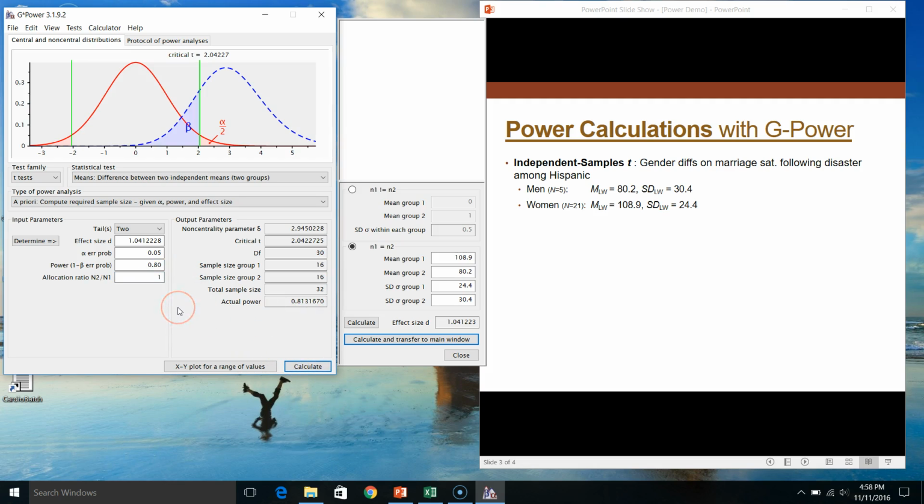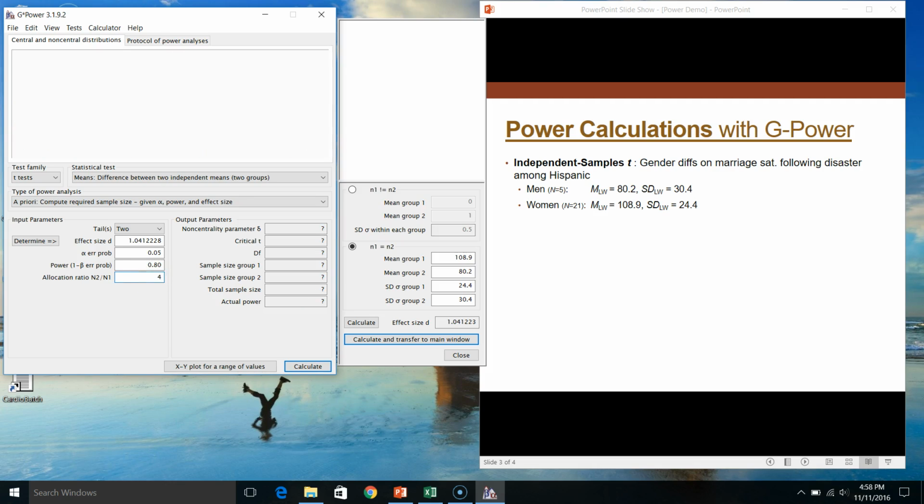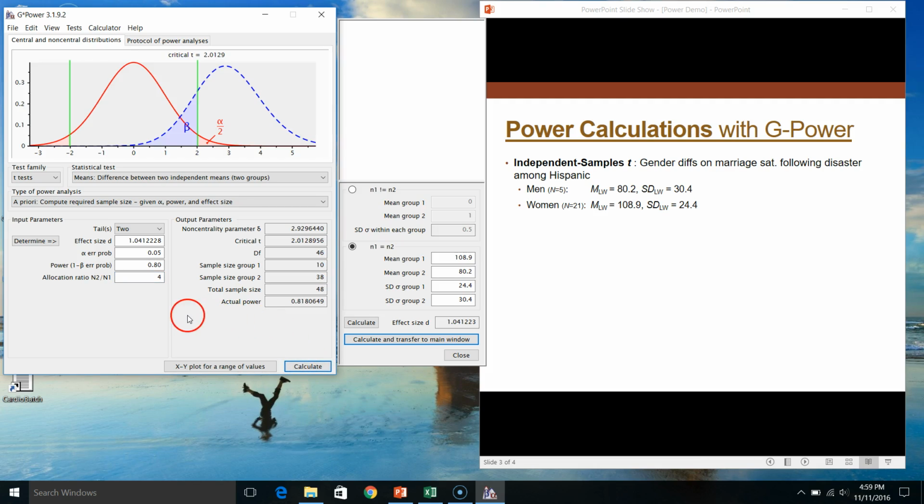So again, with equal samples, we need 32 people, 16 men and 16 women, to get an adequately powered test. But if we take into account this unbalanced design, and we're saying that we're going to have 4 times as many people in one group as the other, and then we calculate, all of a sudden, instead of needing 16 and 16, for 32 people, we need a total of 48 people. We're going to have 10 men and 38 women, so we're going to need a total of 48 people in order to get an adequately powered test. Now, the only thing that's differed here is the balance of our design.